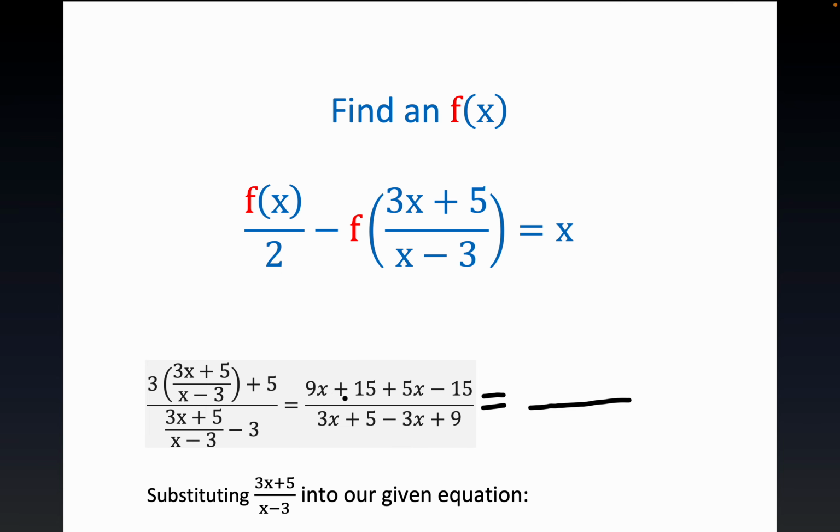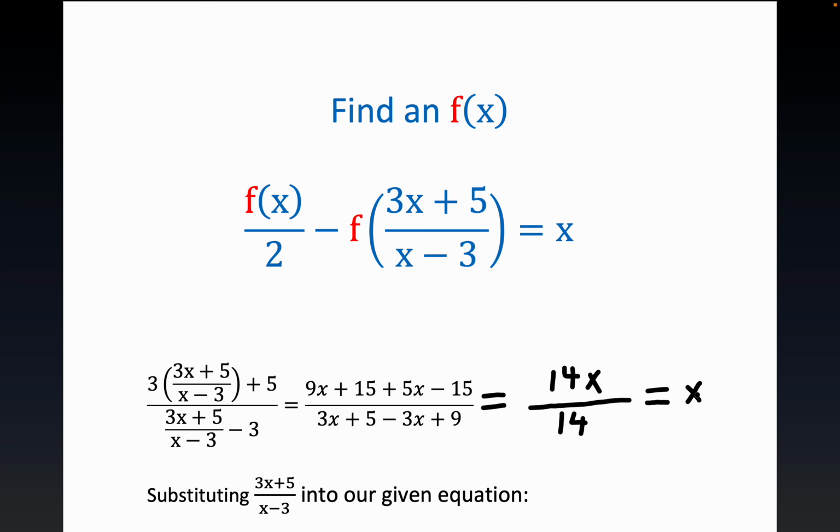These 15s cancel, we get a 14x in the numerator, right here. And then downstairs, again, some favorable cancellation. The 3x's cancel, so we get 14x over 14, which is just equal to x. Now, another way of putting this, even though it's not really necessary to say it directly, is that this function is its own inverse. Okay, if you compose this function 3x plus 5 over x minus 3 with itself, you get x back, so that makes it its own inverse.